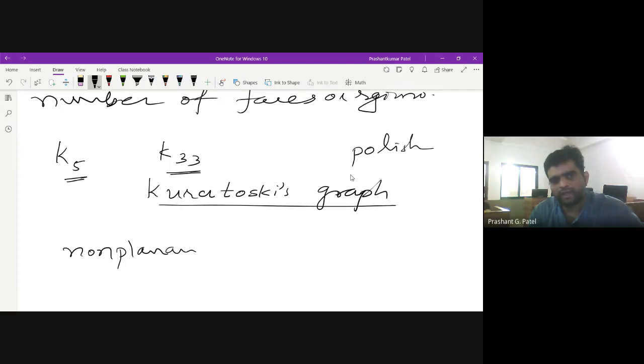This is also a very interesting research topic. Given a graph, whether it is planar or non-planar, people have written lots of research papers on it. By proving whether a given graph is planar or non-planar, one can do some very important work. These two graphs, K5 and K3,3, are non-planar, which was established by this Polish mathematician.